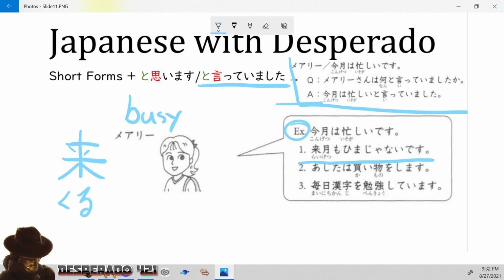So if ikimasu means to go, what does kuru mean? Return? Return is kaeru. To come? Very good. So we can have the coming month. Maybe. Very good. Or in this case, next month. Yeah. All right, so let's move on. So we have Raigetsu.